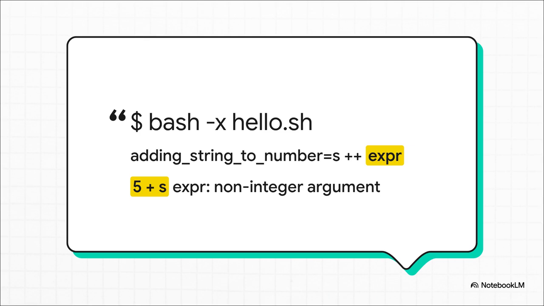But check this out. This is where the debugger becomes your absolute best friend. If we run the script using bash -x, it turns on this special debug mode. Look at that output. The lines with the plus signs show us exactly what the shell is doing, step by step. It prints ++ expr 5 + s, and suddenly the problem is completely obvious. We literally told it to add 5 to s. The debugger turns a mystery into a simple fix.